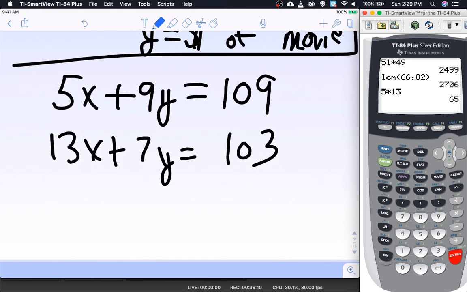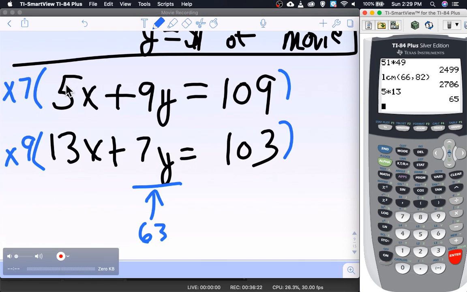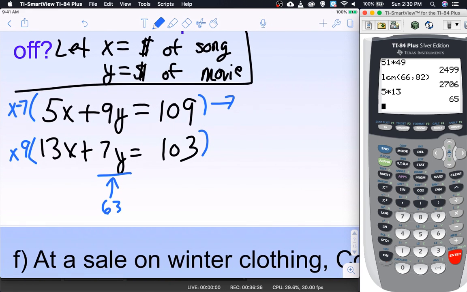So I'm going to eliminate the y's. I'm going to make both of these 63's. So I'm going to multiply the bottom equation times 9, the top equation times 7, and I should make one of these a negative. That way I can get a negative 63 in here somewhere. And I'm just going to pick the top one. Okay, so I've made my decisions. Now I just got to follow through.